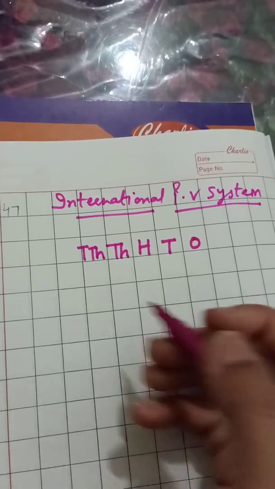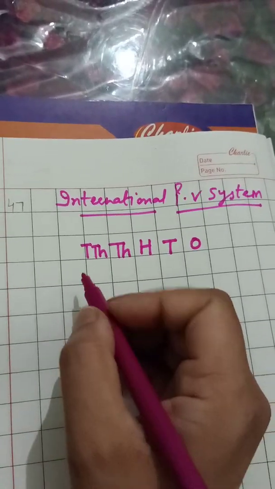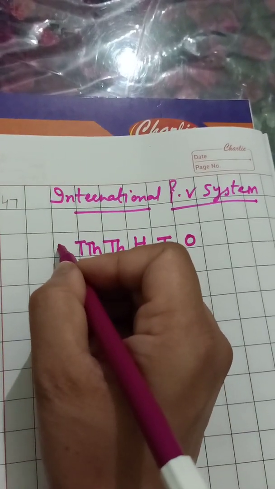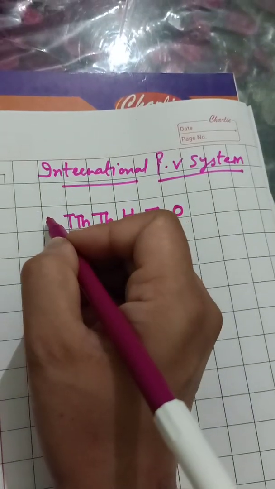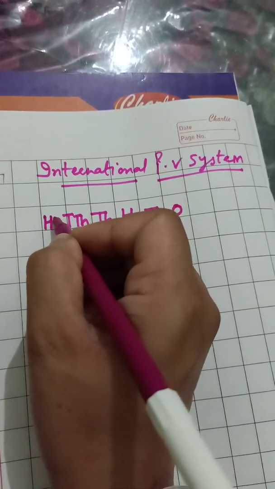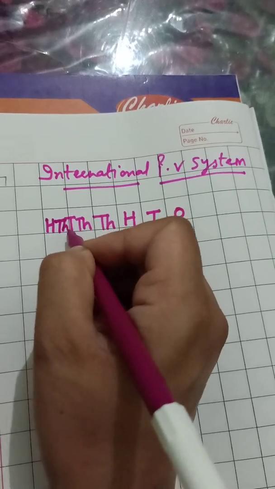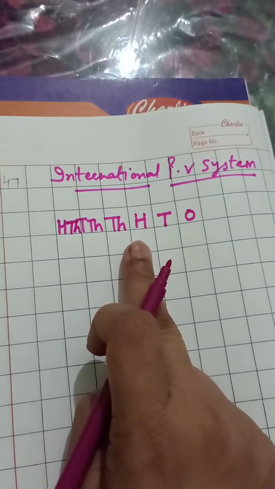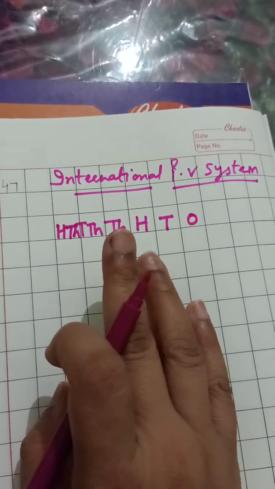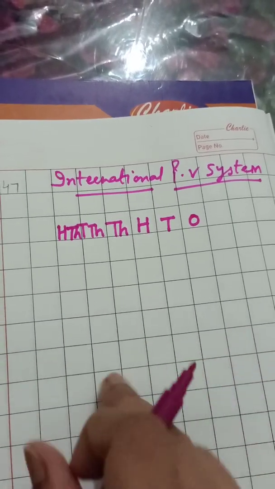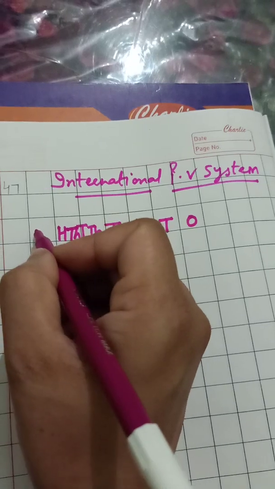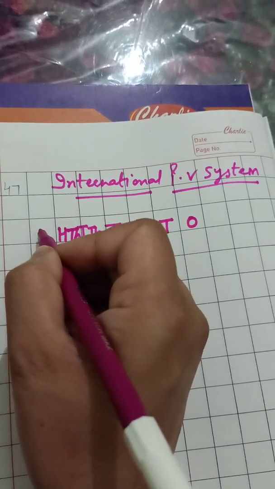Now beyond 10,000, in the international place value system we don't have lakhs. Here we have 100,000. All right, clear? Since we don't have lakhs, here we have millions.